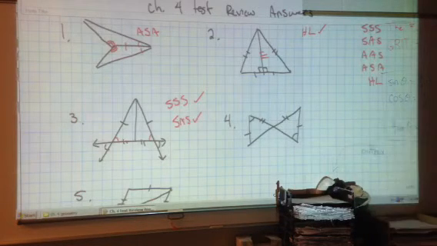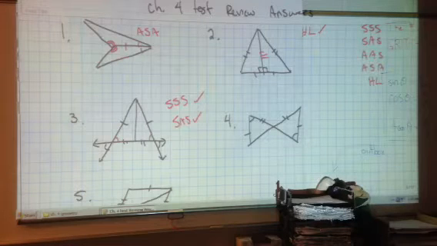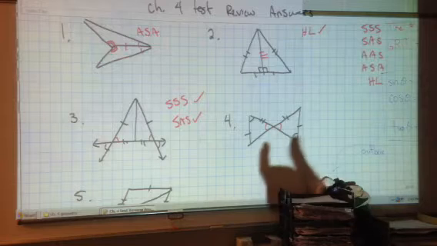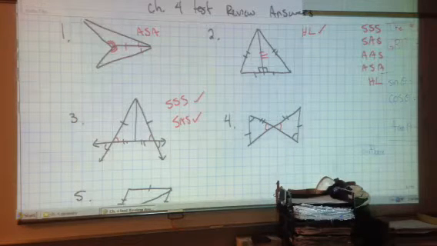Number 4. This is that bow tie thing I was telling you guys about. Oh, I'm sorry, not side, angle, side. You just have vertical angles. So you have these 2 angles that are congruent. Now it's tricky. We have to go look at this.